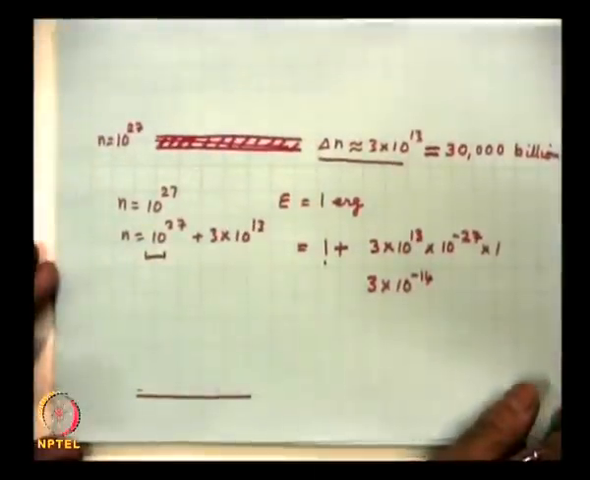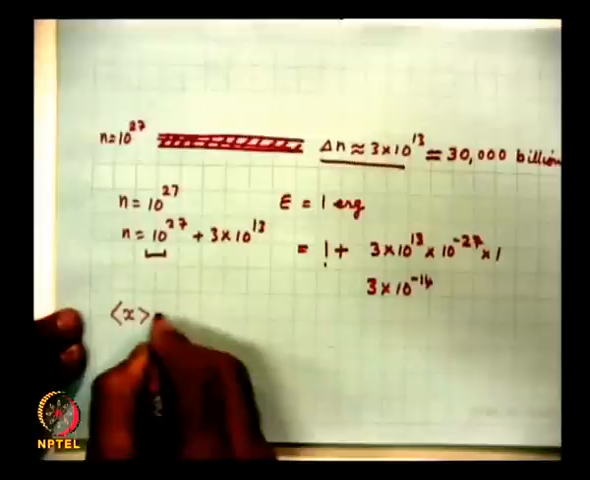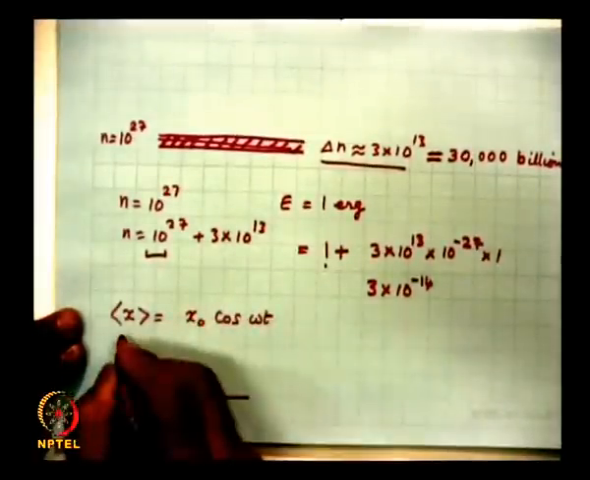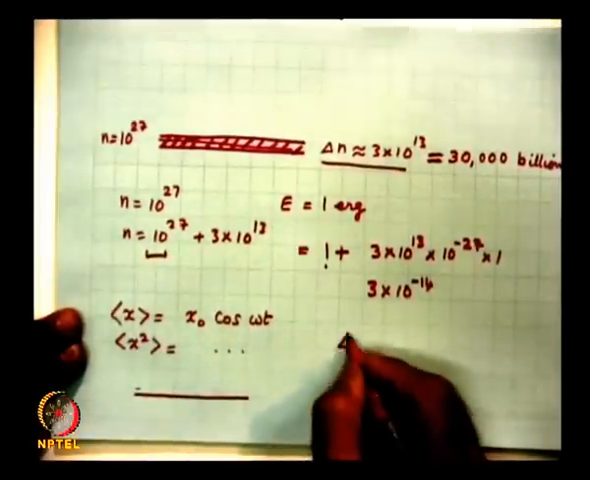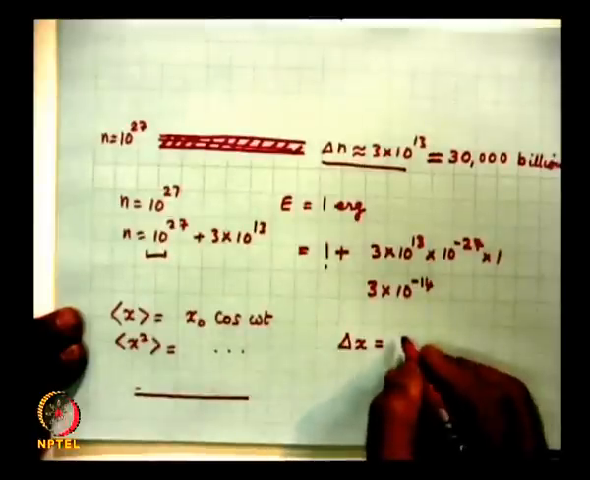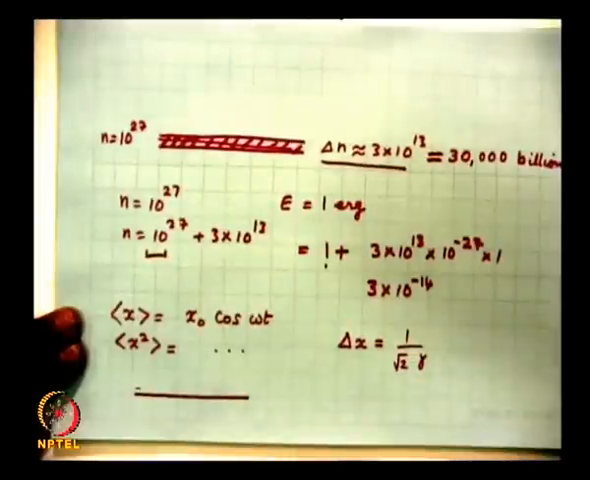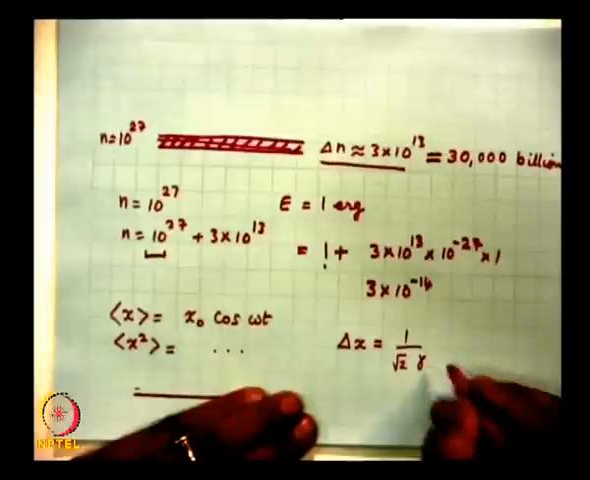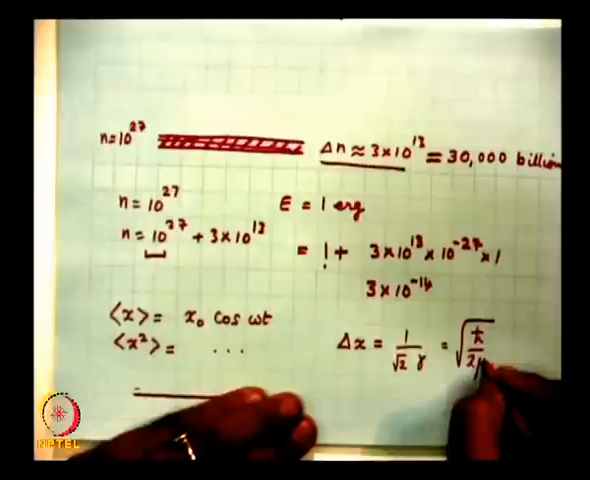Just before we finished our last lecture, we had said that x was equal to x naught cos omega t, and similarly we had found x squared is equal to something. So, the delta x we had found to be equal to 1 over square root of 2 gamma. Now, what was gamma equal to? This was mu omega by h cross. So, this will be h cross by 2 mu omega.